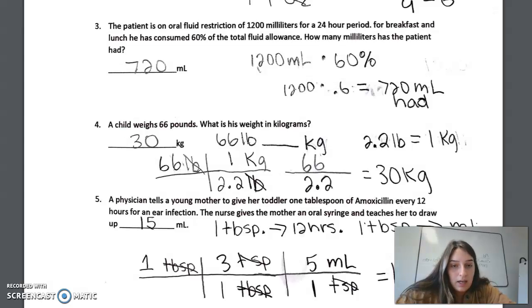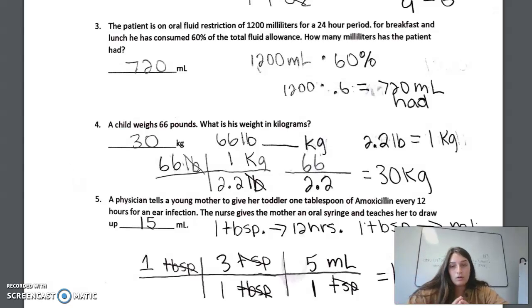Then I'm trying to get to kilograms. So I multiplied across, I got 66 on the top and then 2.2 on the bottom. Then I had to divide 66 by 2.2 and I got 30 kilograms.